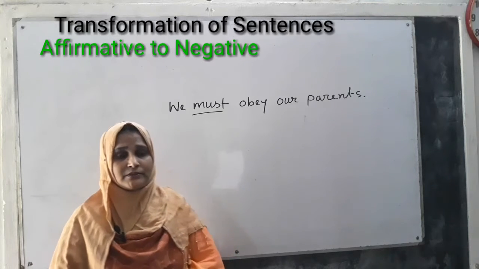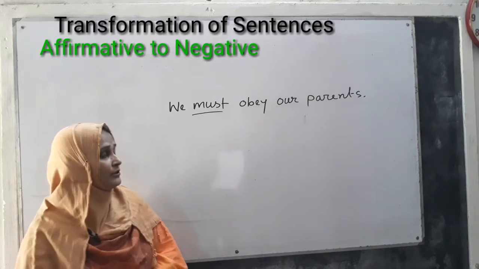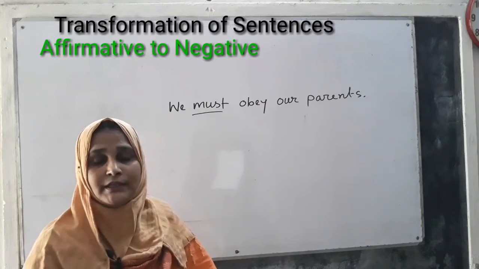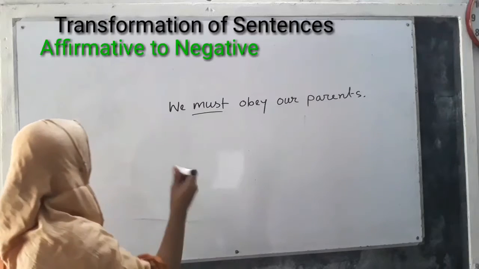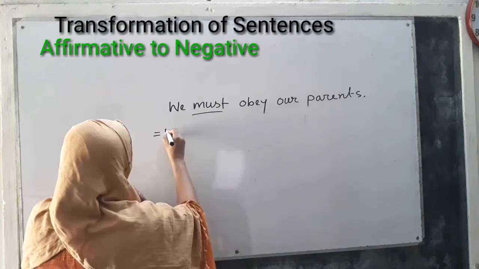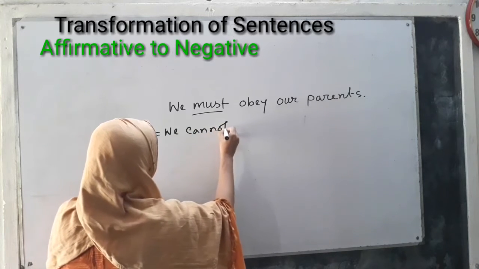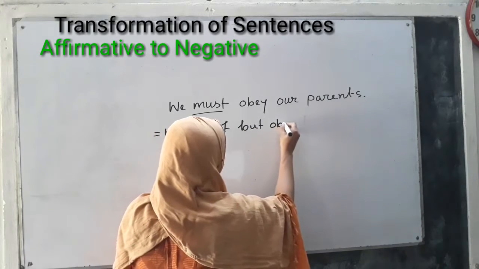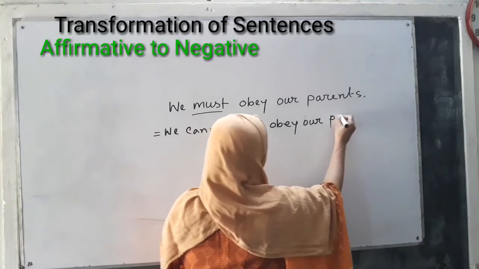Remember learners, when we use cannot help, we have to add ing with the verb, but with cannot but we use the base verb. Now we can change it. We cannot but obey our parents.